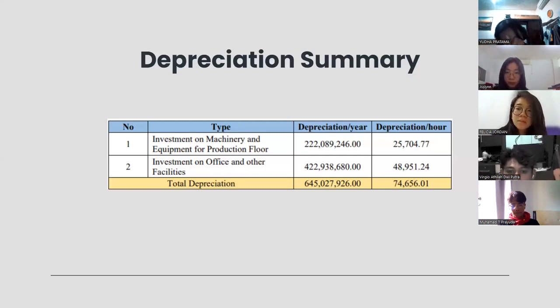So the depreciation summary for the investment in machinery and equipment in the production floor and investment in the office and other facilities, we total everything per year and per hour. Per year, we calculated that it will cost us 645 million 27,926 rupiah, while per hour it's 74,656 rupiah.